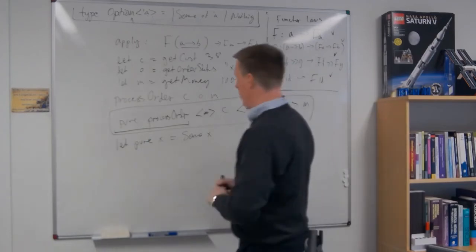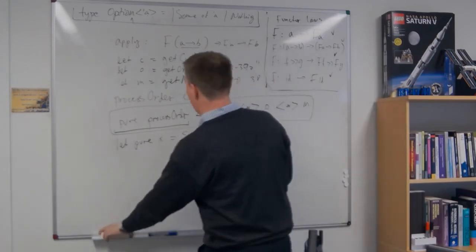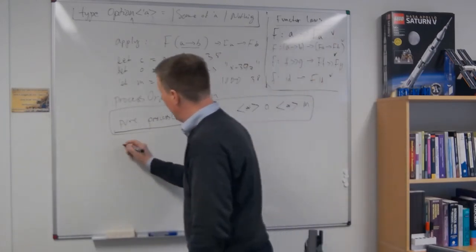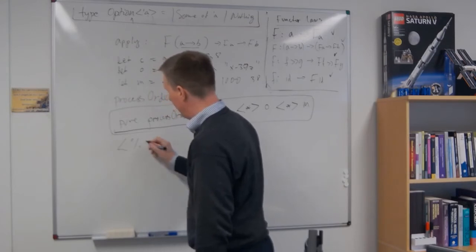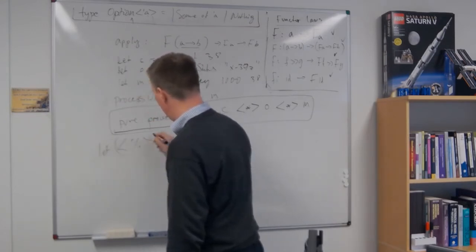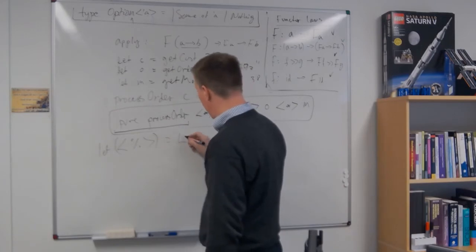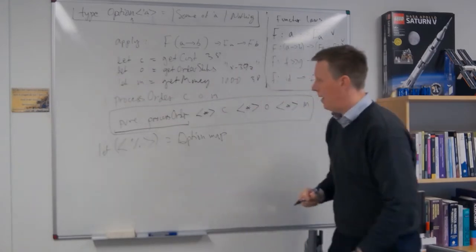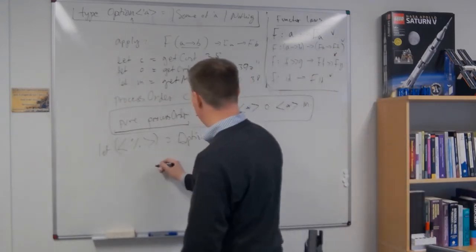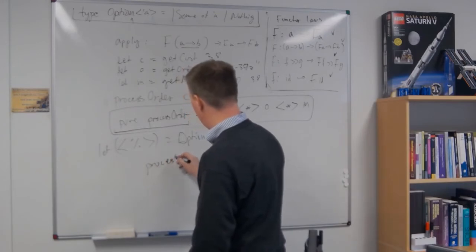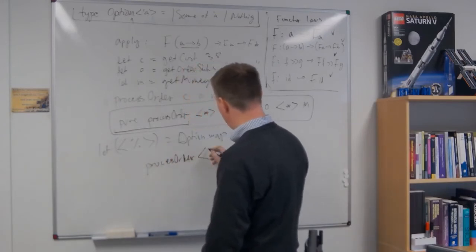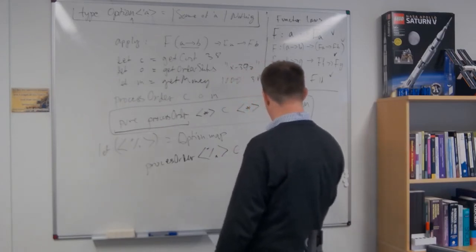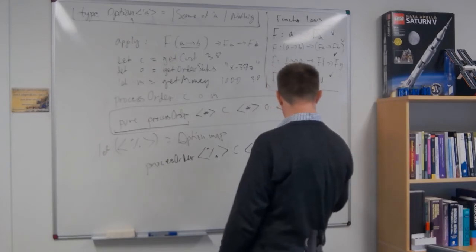Now, there's a trick we can do. We can improve on this process order to avoid using pure altogether, and we can actually create a little operator here. I'm going to say let create our own little operator, and that's going to be the Option.map function that we had. And now I can actually write this whole thing as process order c o m.